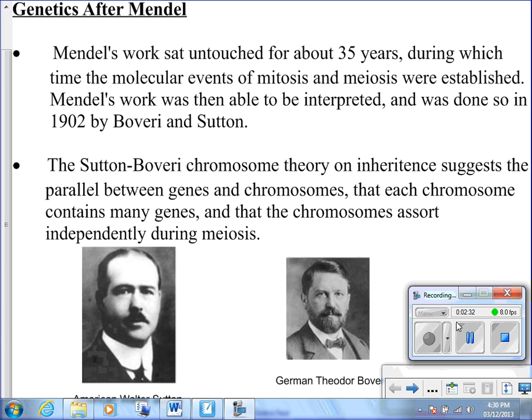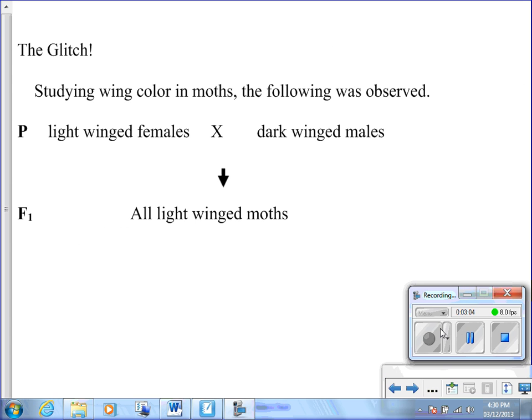And then there was the realization that these traits that are passed on from one generation to the next, the information for those traits in fact is found on the chromosomes and genes that are contained within the chromosomes. And the two gentlemen that were responsible for figuring this out, an American, Walter Sutton, and a German, Theodor Boveri, both figured it out independently at about the same time, and that is now referred to as the Sutton-Boveri chromosome theory of inheritance.